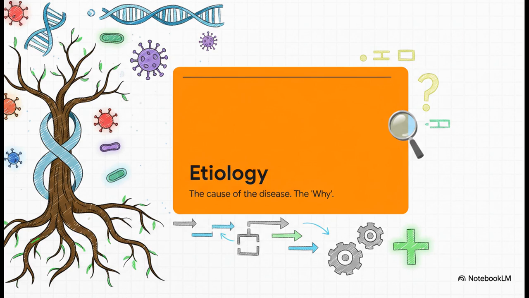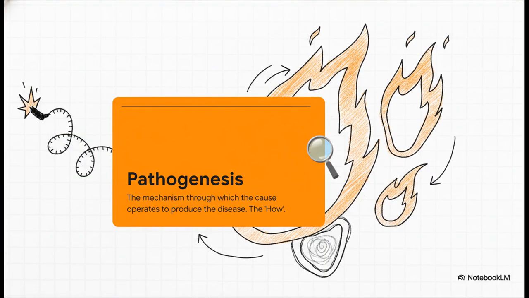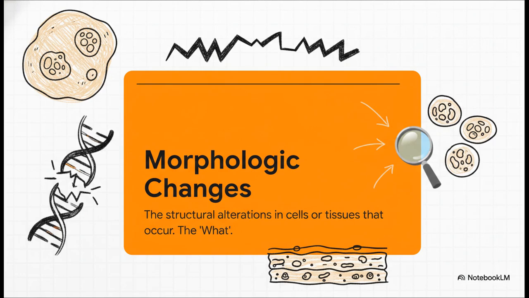Let's break those down. First up, etiology. This is the why. It's the root cause, the initial trigger that kicks the whole disease process into gear. Figuring out the cause is pretty much the backbone of any diagnosis and treatment. Next, we've got pathogenesis, which is the how. Okay, so if the cause, the etiology, is the spark, then pathogenesis is the story of how that spark catches fire and spreads. It's the whole sequence of events, the mechanism, that turns that initial cause into a real, tangible illness.